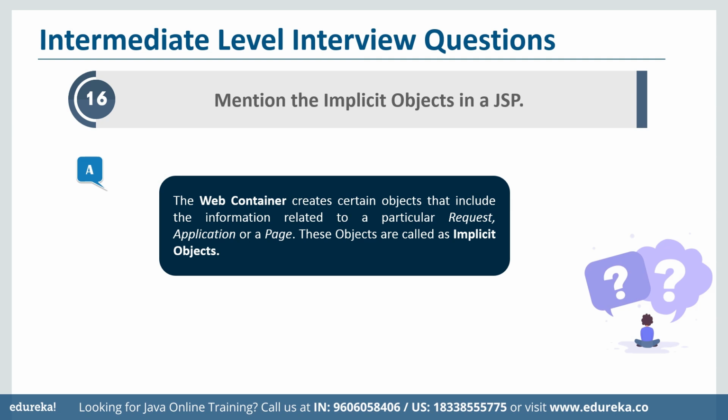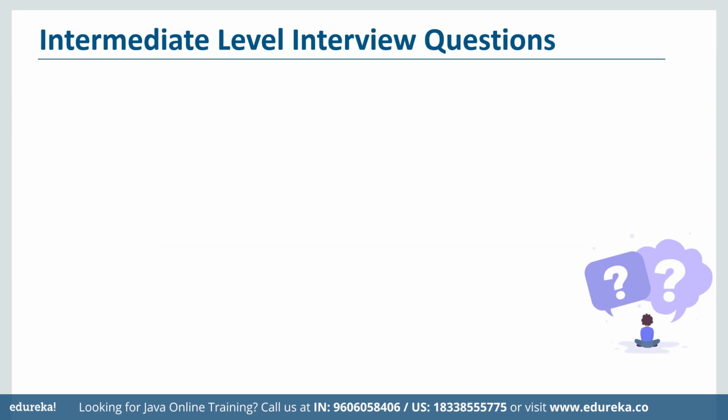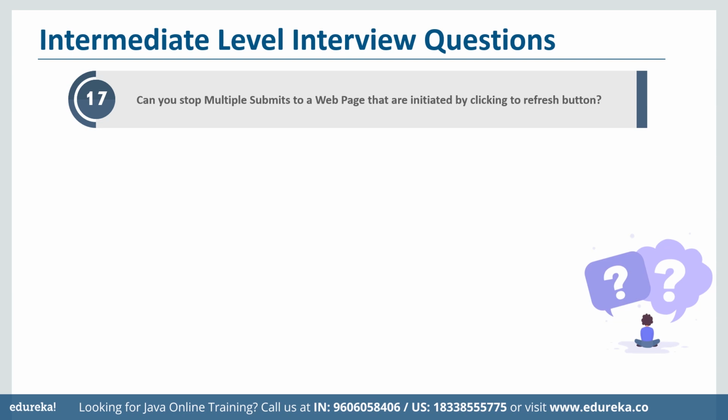These objects are called implicit objects. The implicit objects in a particular JSP are as follows. First, request. Followed by that, we have the response. Then, application and exception, config, page, session, page context, and finally, the out. Now, let us move on to our next question.